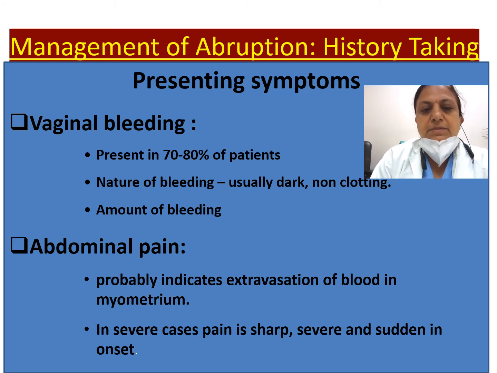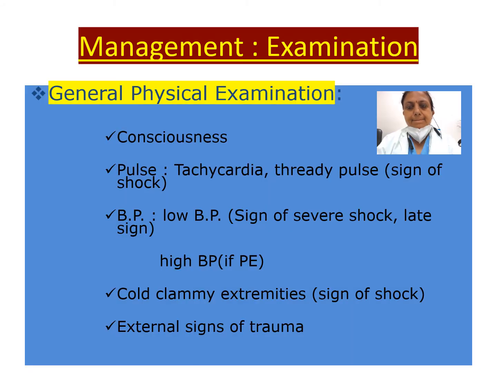The presenting symptom is vaginal bleeding, present in 70 to 80% of the patients. Ask for the nature of bleeding, whether it is dark colored or fresh colored, it is non-clotting, and the amount of bleeding. Second is abdominal pain, which probably indicates extravasation of blood in the myometrium, and in severe cases, pain is sharp, severe and sudden in onset.